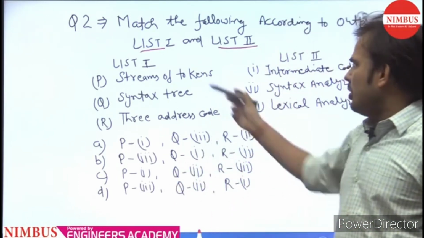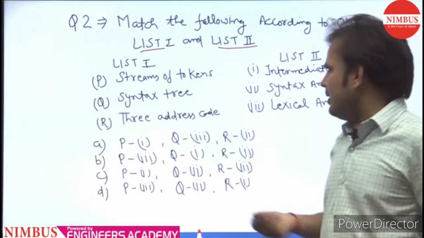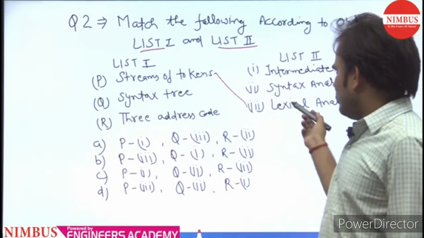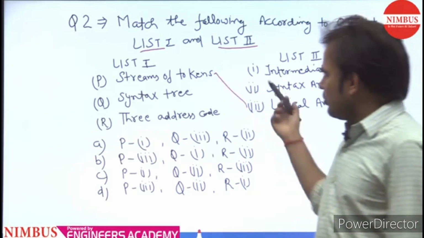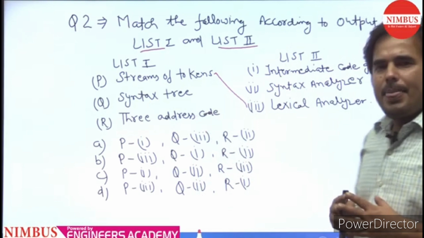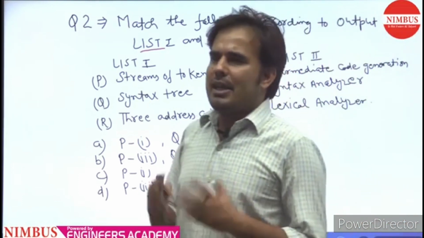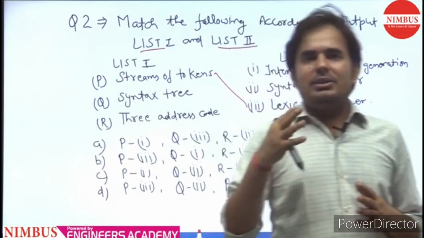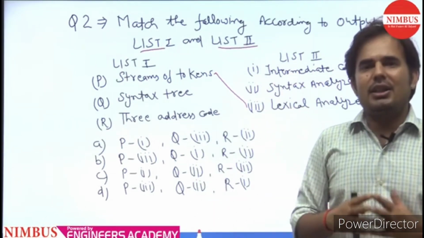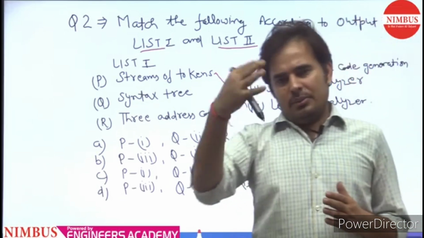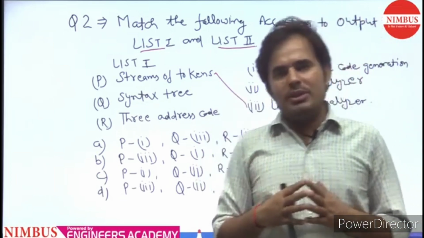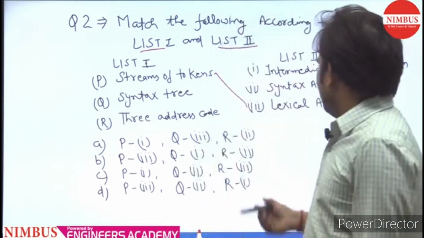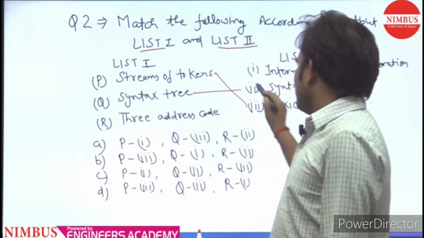Okay guys, so the stream of tokens is the output of which phase? As I told you, the lexical analyzer phase. Okay, so P belongs to third. Syntax tree, the syntax tree is produced as output by which phase in the compiler? Syntax analysis phase. The syntax analysis phase takes the stream of tokens as input and produces the syntax tree as output. Okay, so Q belongs to second.